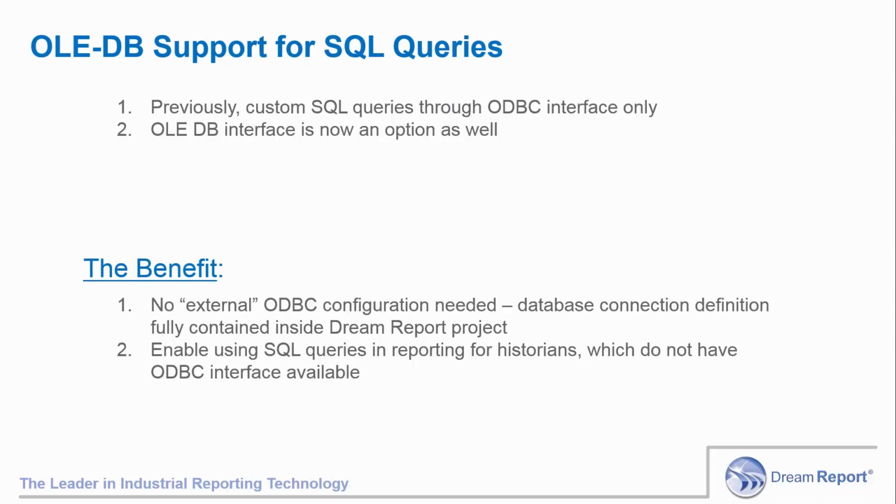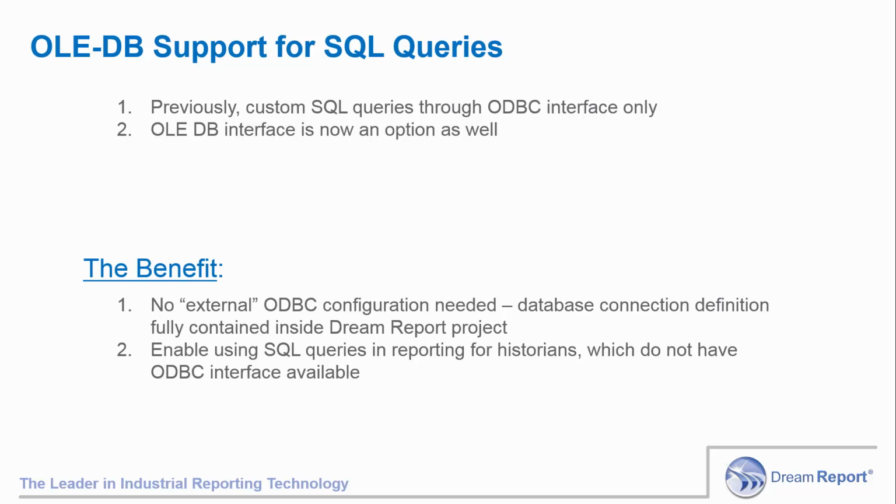Raw SQL queries can be used in most Dream Report objects by connecting to the specific database through an ODBC connection, using the appropriate external ODBC driver. In Dream Report 4.64, SQL data sources can be configured to use an OLE-DB connection as well. The OLE-DB connection is often called a native connection, as no external data connection needs to first be configured.